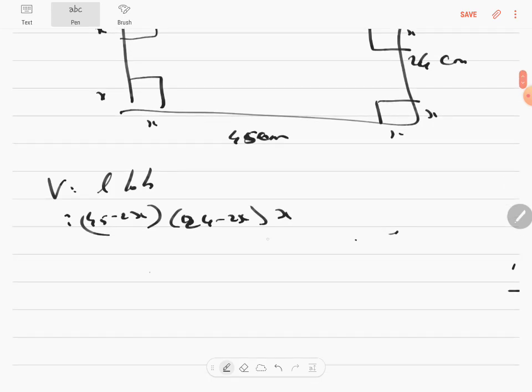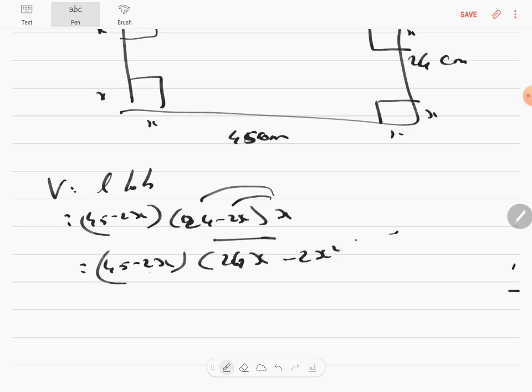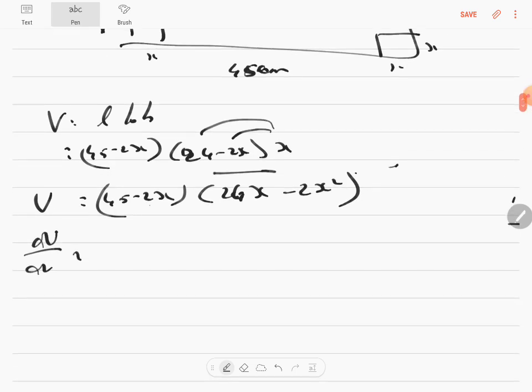I have an issue when this x is separate, so I'll bring it in so that it's only u and v. So 45 minus 2x into 24x minus 2x square, so that it has become one variable, I can differentiate with respect to x using u and v.